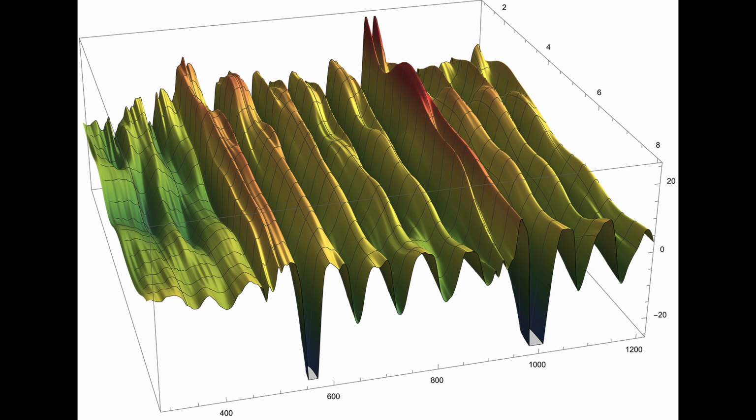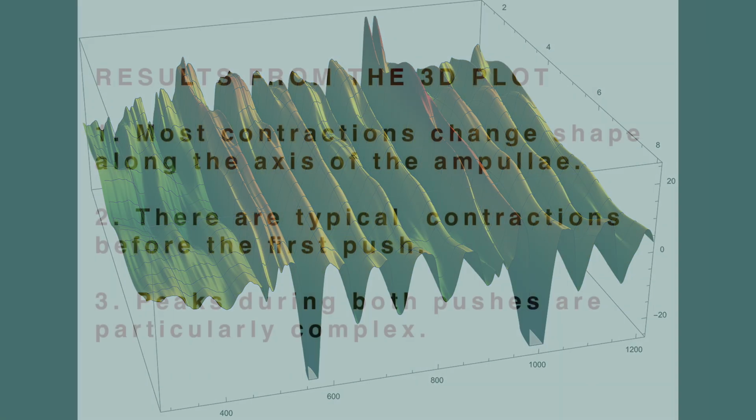The peak at about 500 seconds, when the probe was actually compressing the ampulla, is also complicated, especially along segments 5 to 8. The peak after this push is complicated also, but in segments 1 to 4. It is these complications which make the top of the peaks appear flat.